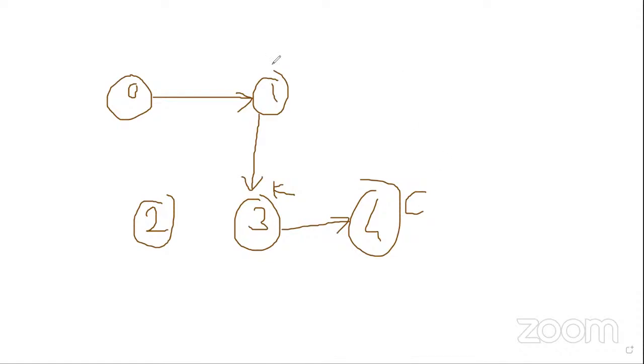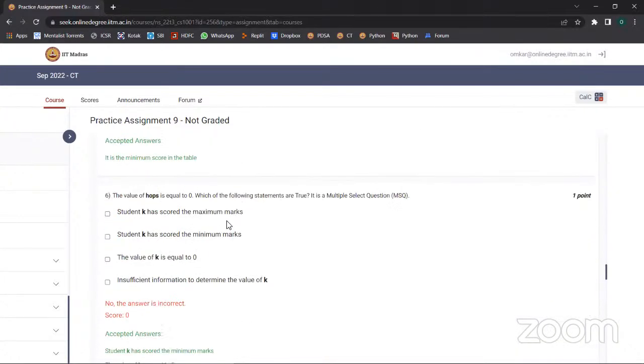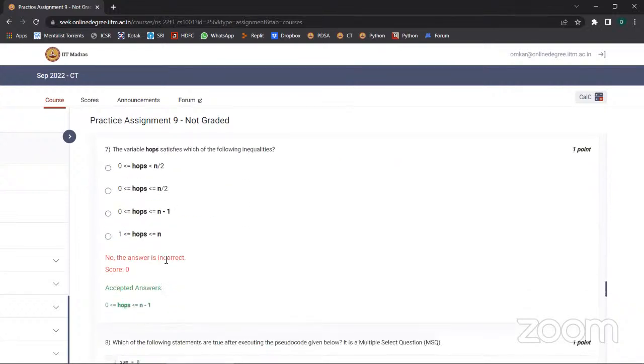So let's go back to that pseudocode. As I was talking about, that is what the hops variable is doing. Its value is getting incremented when this condition is satisfied. And now with respect to that, this is the question. So Anant, you got this, right? Yes, sir. Okay. So can you tell me why it is between 0 and n-1?